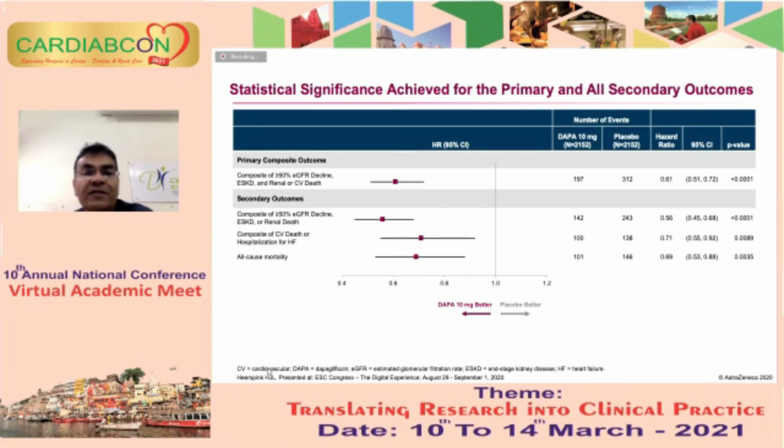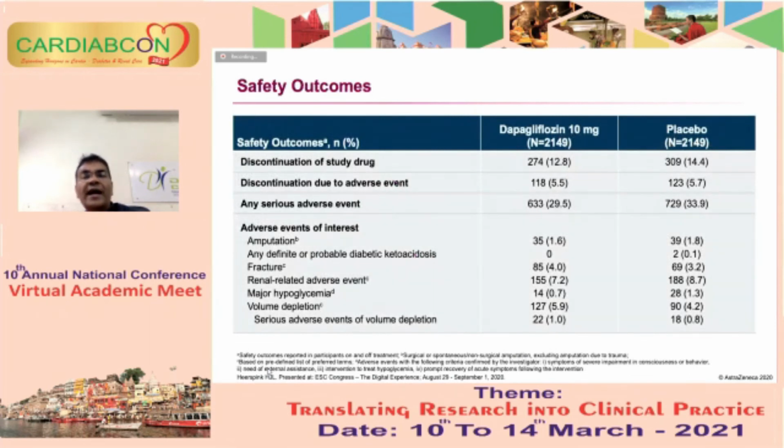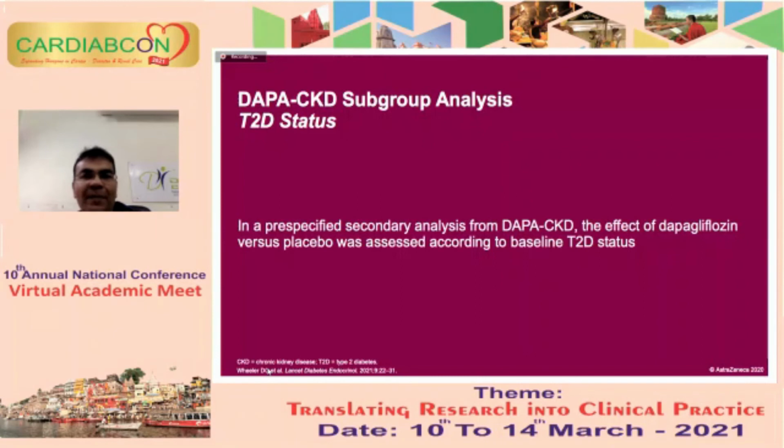I already told you DAPA was doing significantly better in patients with CKD. Now, again, the issue of safety: discontinuation of the drug was almost the same, rather there was less in the DAPA arm. Discontinuation due to adverse events was again less in the DAPA arm compared to placebo. Any serious adverse event was less in DAPA compared to placebo. And now again, we talk about lower limb amputation, diabetic ketoacidosis, fracture, renal-related adverse events, major hypoglycemia, volume depletion, serious adverse events; they all were less in the patients on the dapagliflozin arm.